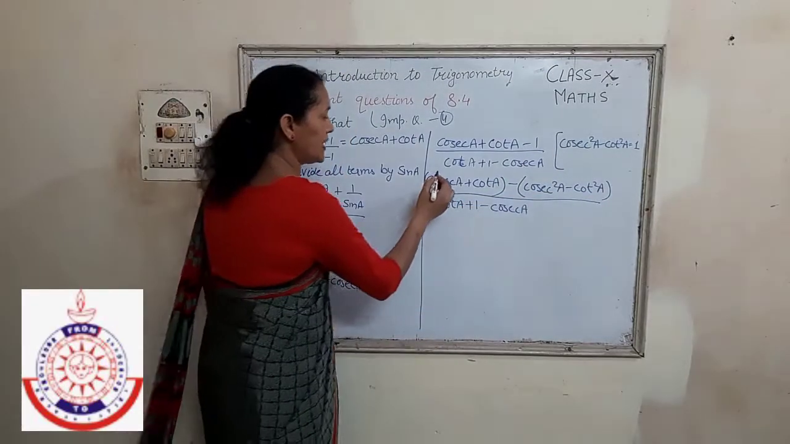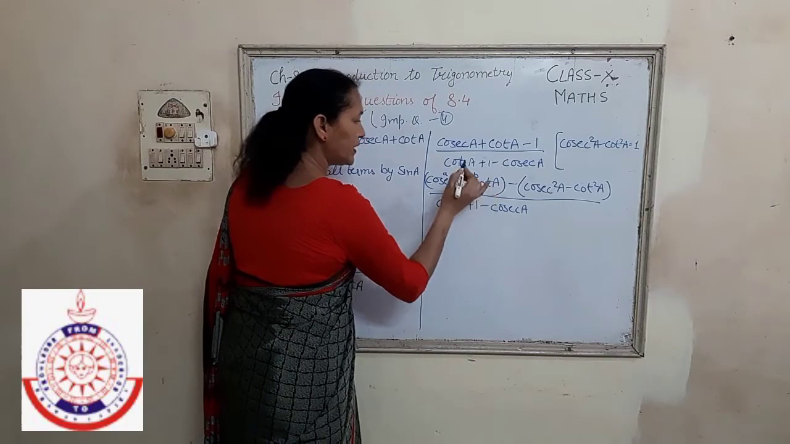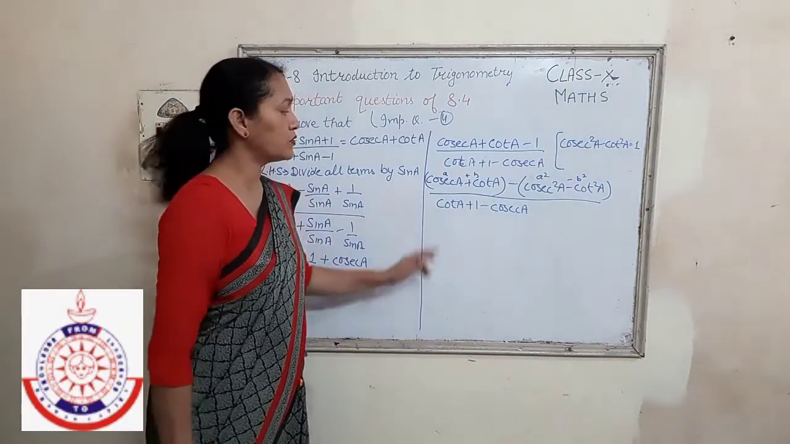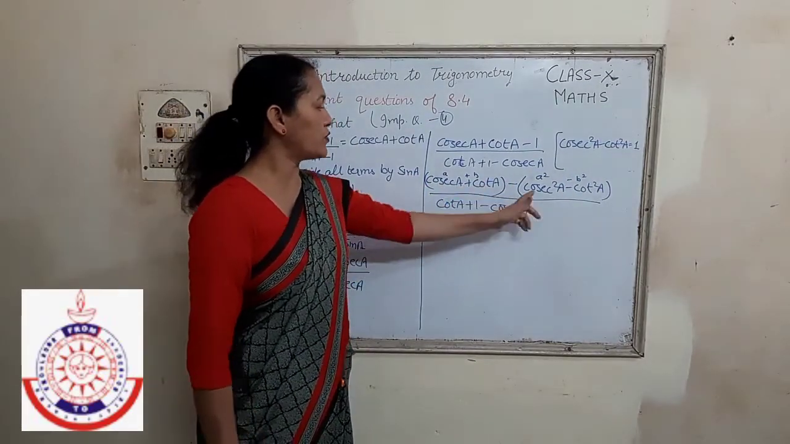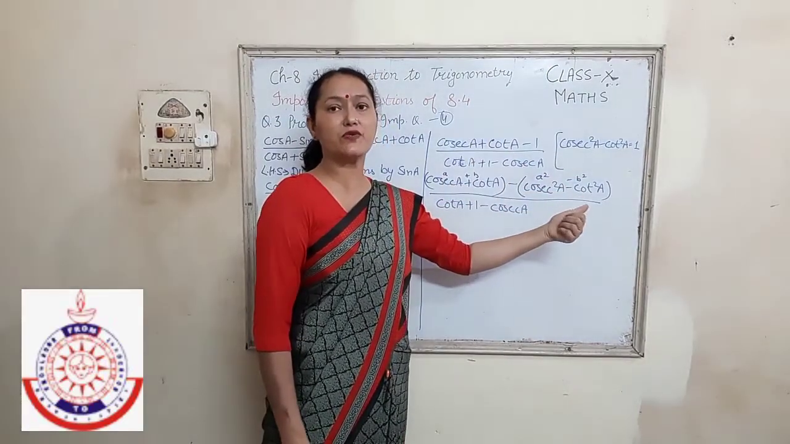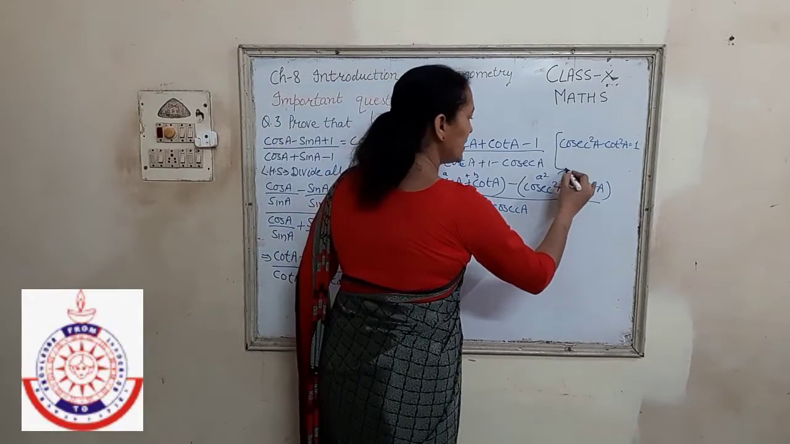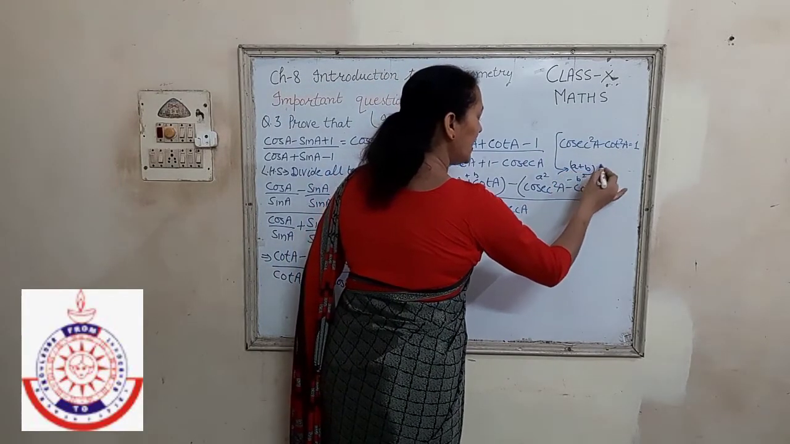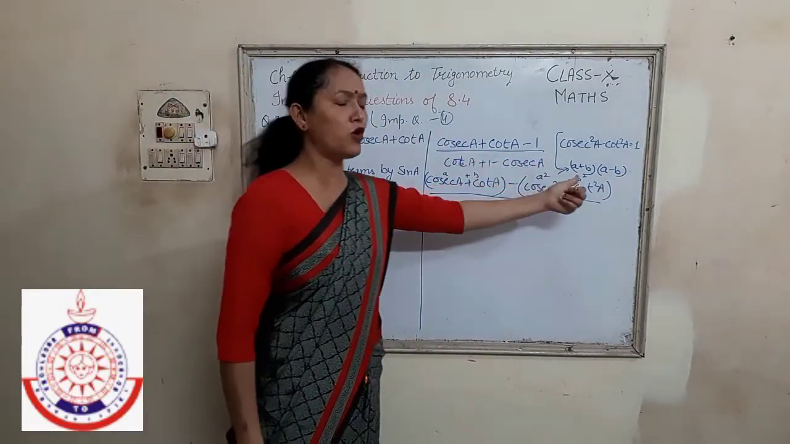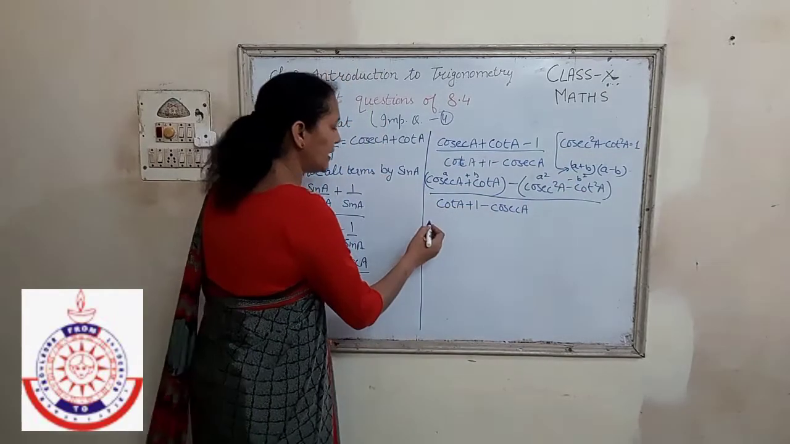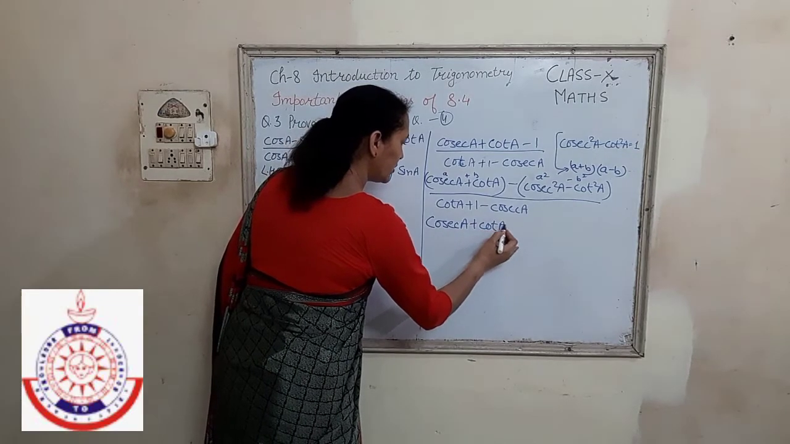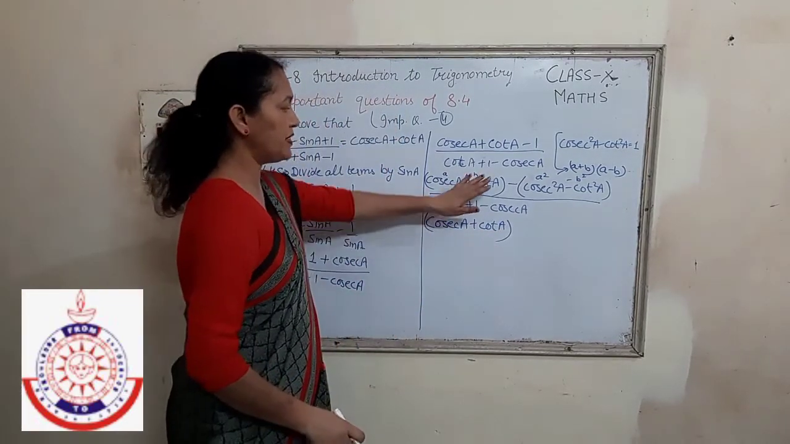If I consider it as A plus B, this will be A square minus B square. A means cosecant and B means cot. So here we have A plus B, and here we have A square minus B square. A square minus B square can be written as A plus B and A minus B. From two terms, A plus B can be taken common. A plus B means what? Cosecant A plus cot A.